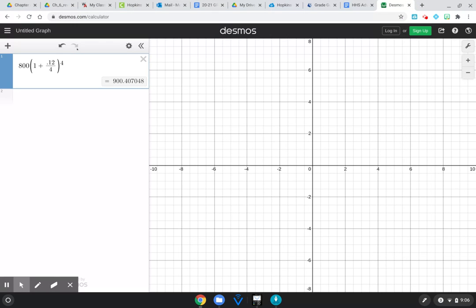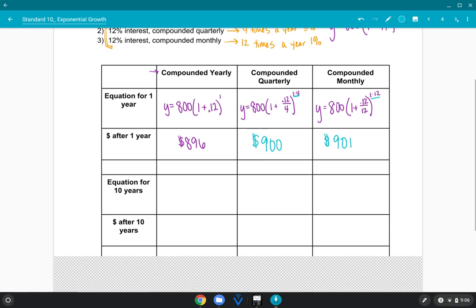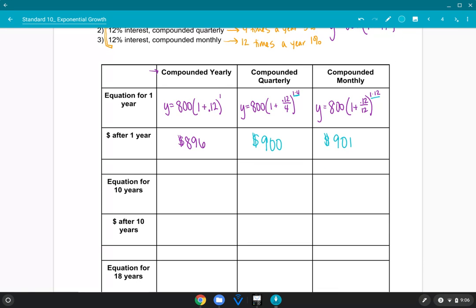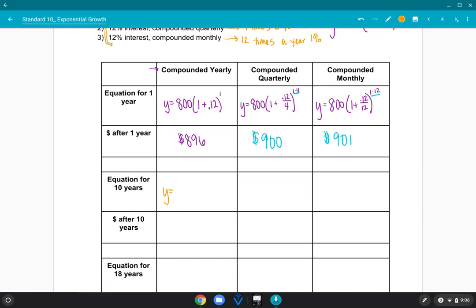So I'm going to go back to Desmos. Ooh, $901. Interesting. Looks like compounding monthly, you get more. Let's see what would happen after 10 years. 10 years, you would go like this. 1, this is compounding yearly to the power of 10.